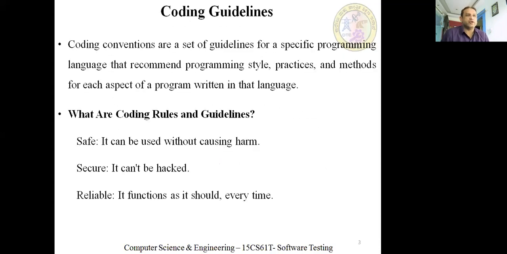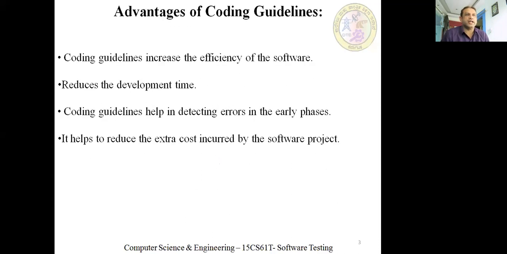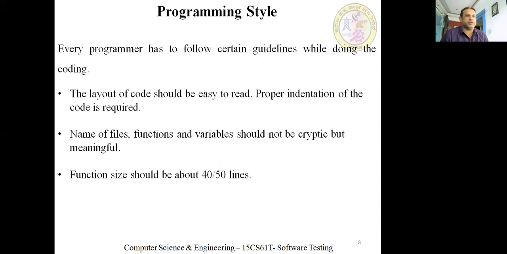Coding guidelines were discussed. What are coding rules and guidelines? Discussed. What are the guidelines? Advantages of coding guidelines? We discussed that. Next is the programming style. What should be the programming style? Why do we need to check it?